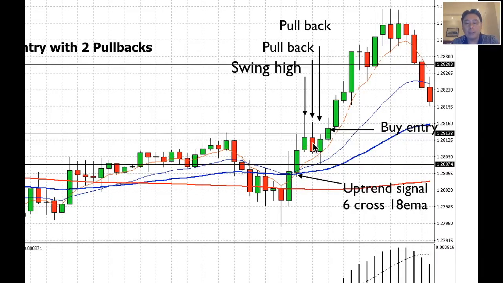So what happens next is after this pullback, I have another pullback, right? So why is this a pullback? Because it makes, again, another lower high and lower low relative to the previous candle. And now this pullback candle happens to be an ice cream bar. Ta-da! I have an ice cream bar. So again, I need to have a pin bar or an ice cream bar, and then I've got my trigger. So this will now be my trigger candle.